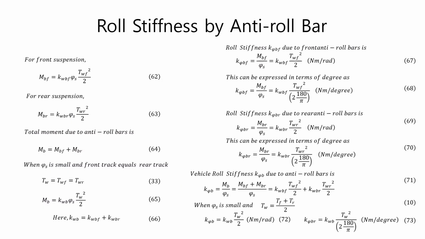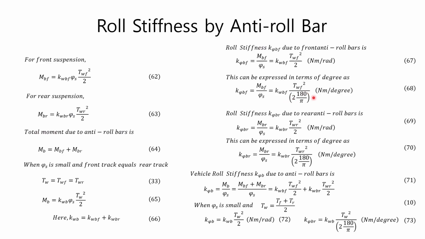Next, let's find the roll stiffness of the anti-roll bar. The roll stiffness is defined as the change in roll moment with respect to the roll angle. Therefore, the stiffness of the front anti-roll bar can be expressed by the second term of equation 67. If equation 62 is substituted into the second term, the numerator, MBF of equation 67, the third term of equation 67 can be obtained. If this is expressed in degrees, it can be expressed as equation 68.